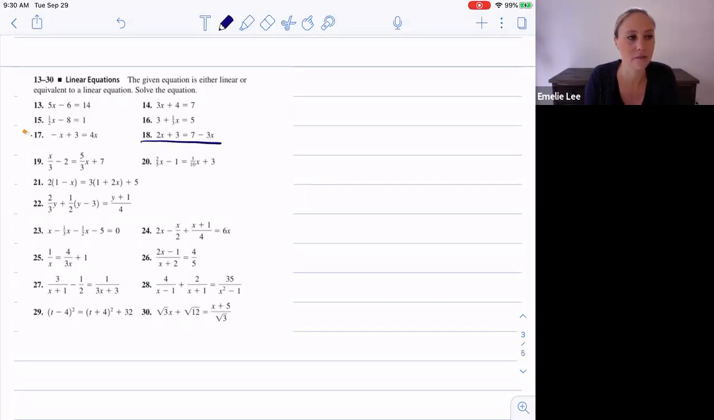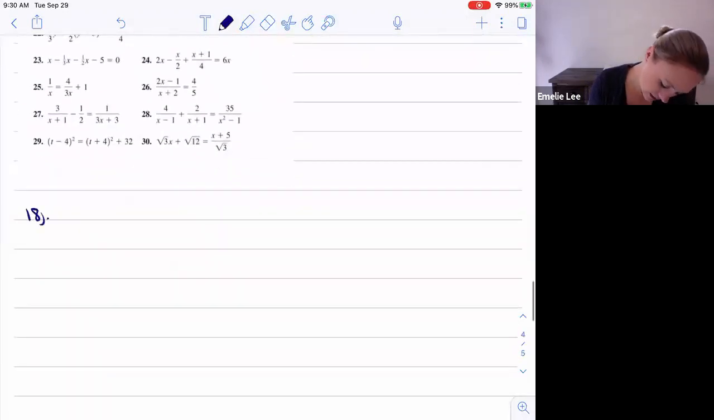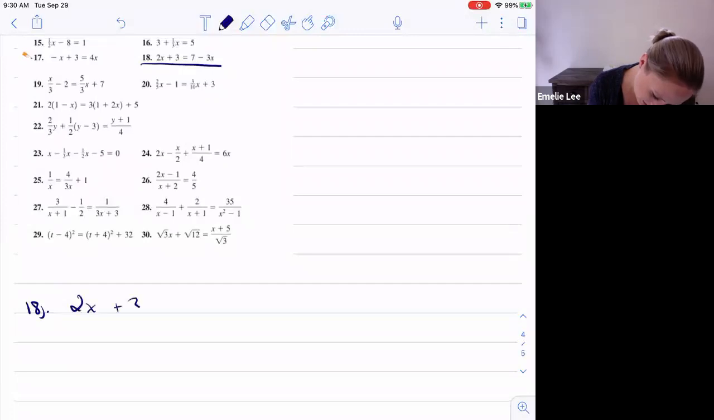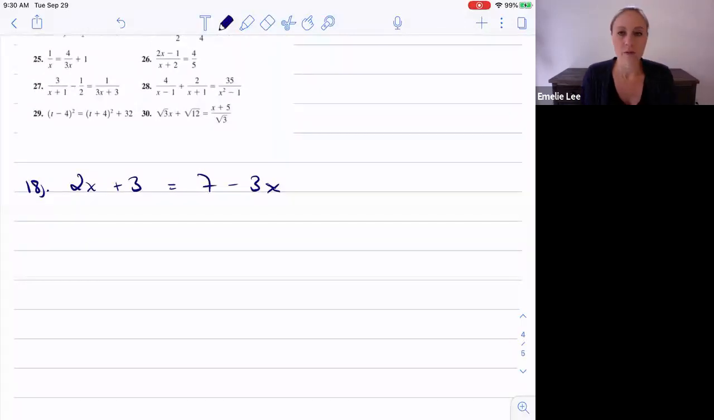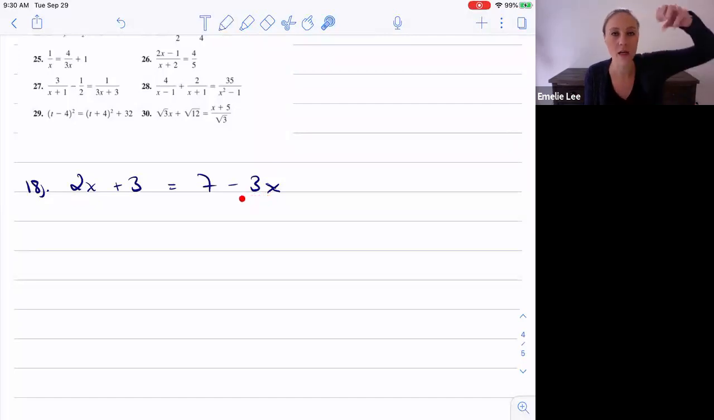Let's do 18 together. So if I'm solving for x here, 18, I've got 2x plus 3 equals 7 minus 3x. If I have to solve this, it means I have to solve for x, which means I have to get x on its own. But notice that there's a 2x and then a minus 3x, so I'm going to need to collect like terms, and there's a constant and a constant on either side of the equation. So I'm going to slowly move things over and try to morph this into just an x on its own.